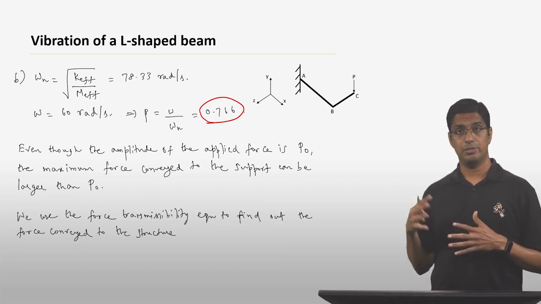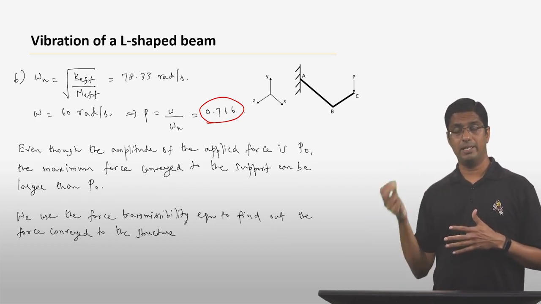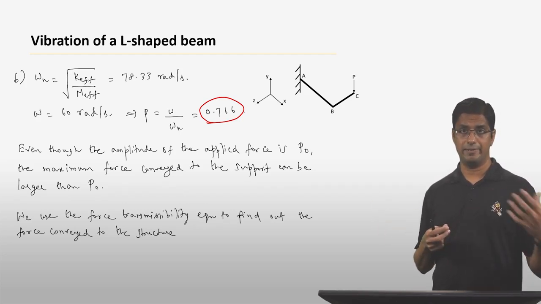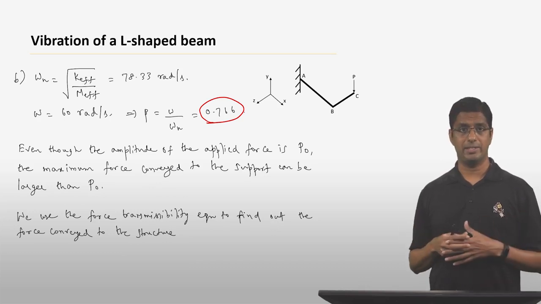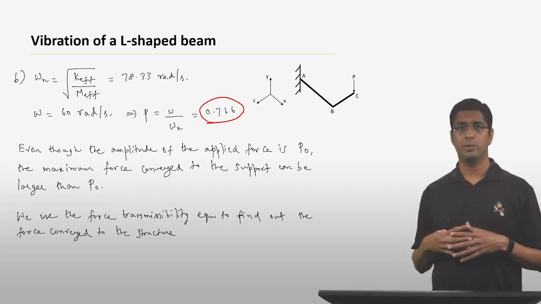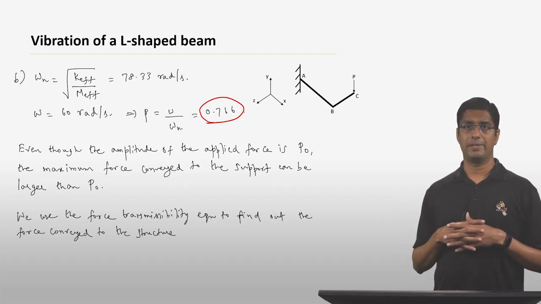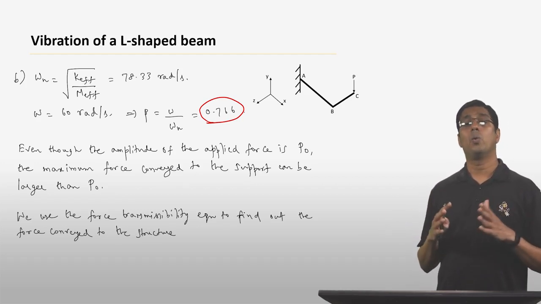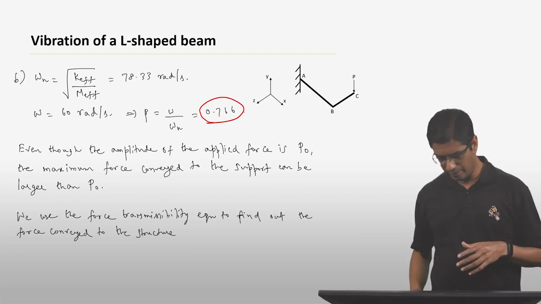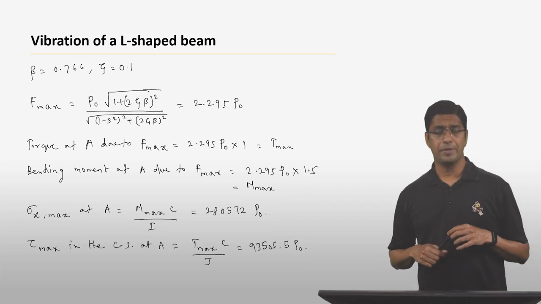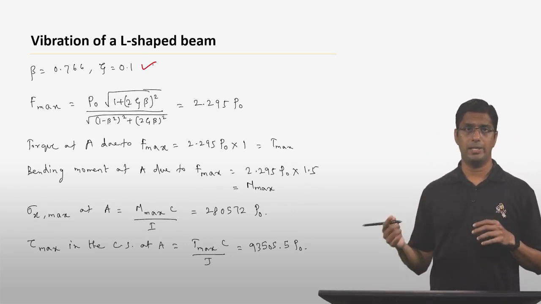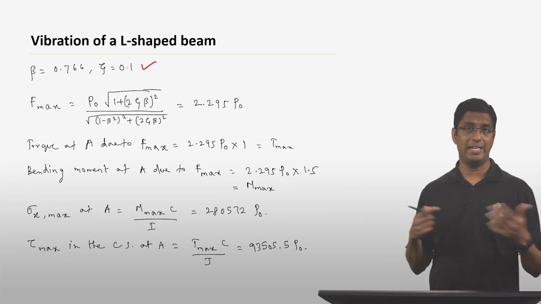So even though the applied amplitude of the force is P naught, the actual amplitude that is felt by the vibrating structure could be quite a bit larger. For that we have to use the force transmissibility equation to find out what the actual force being felt is, or to be more precise, what is the maximum force that is being felt by the structure. And that is what we're going to do next. We already calculated beta. Zeta is given to be 0.1. We know what omega n and other things are.